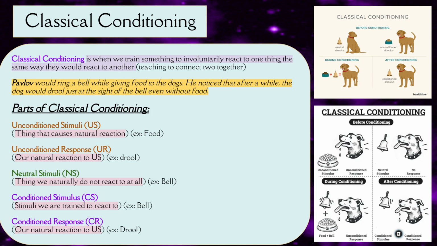So the conditioned stimulus is the thing that we have been trained to react to. It's our unnatural, new trained reaction. Some of you might think it's the food, but that's something that we naturally react to. It's actually the bell. So the bell, yes, it was just the neutral stimulus, but now with that training and connection, it's been conditioned to invoke a response or a reaction. The conditioned stimulus is the bell.